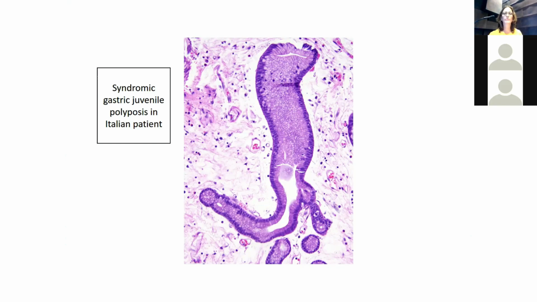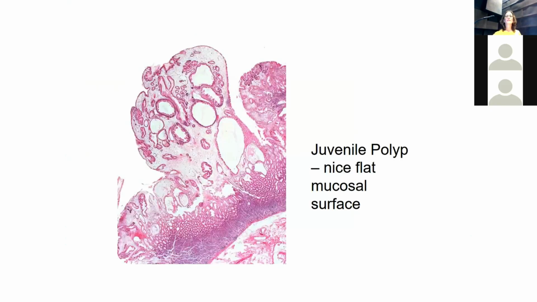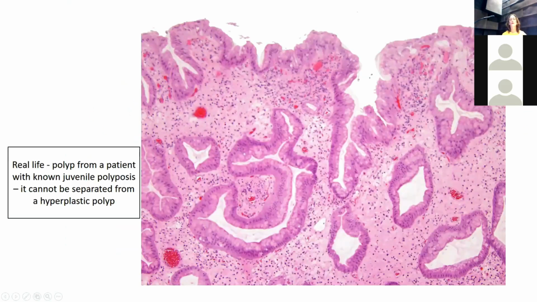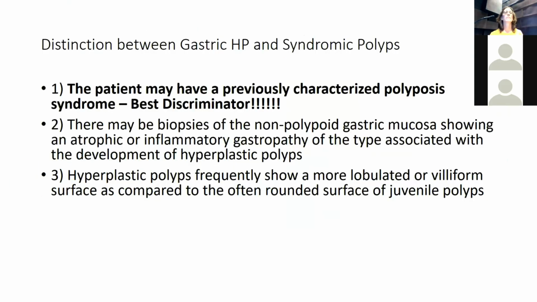And this is another gastric juvenile polyp, and I just draw your attention to the fact that it's multilobulated, has a smooth surface, and has arisen in uninflamed mucosa. And here's its sort of sister lobule, but you'll notice the smooth surface. This, on the other hand, is a polyp from the stomach of a patient known to have juvenile polyposis, and I cannot distinguish it from a hyperplastic polyp. And that's the story much of the time.